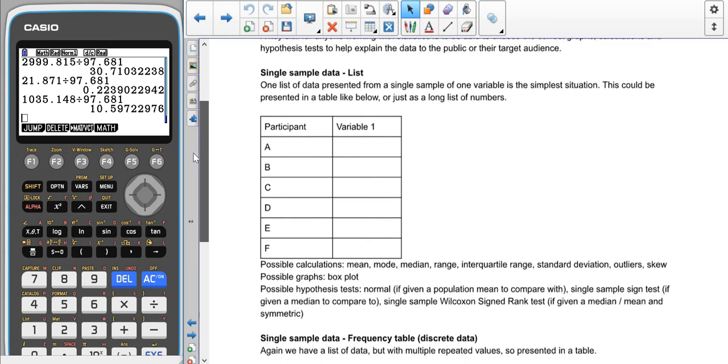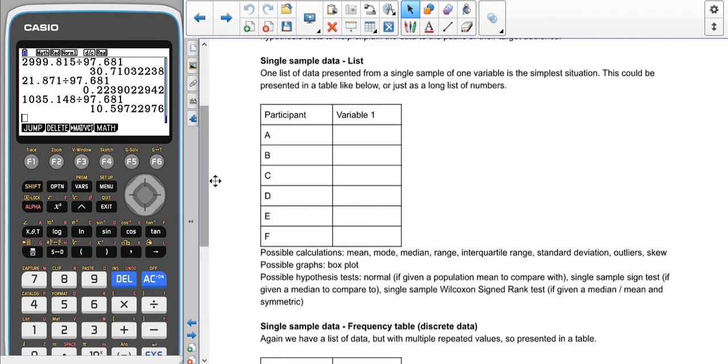So the first thing is if we have a single sample data list. It could look like this, it could just be a set of numbers. This is one list of data from a single sample. It's only one variable, and it is the simplest situation. This can be presented in a table or a list.